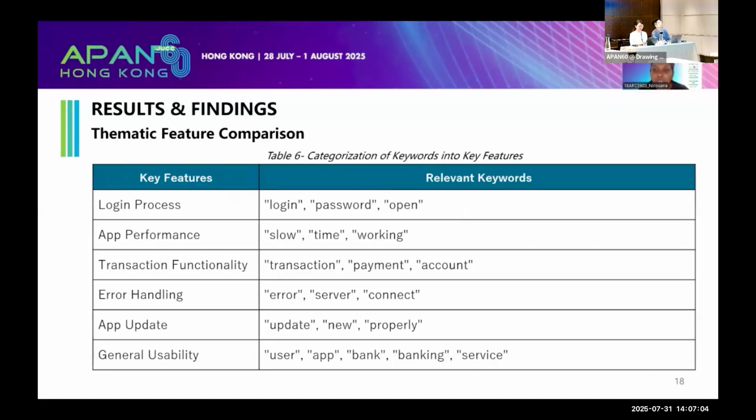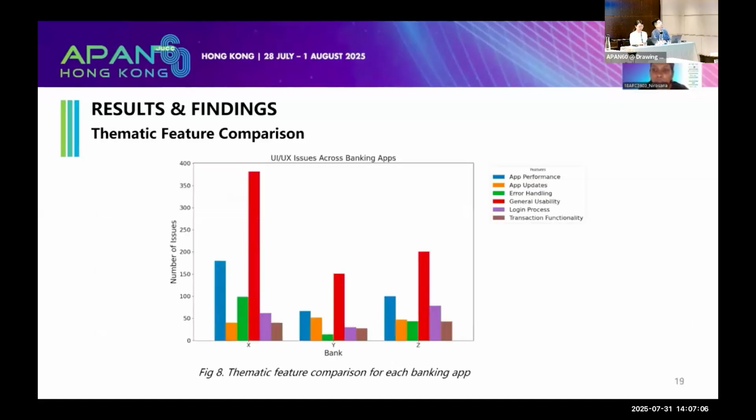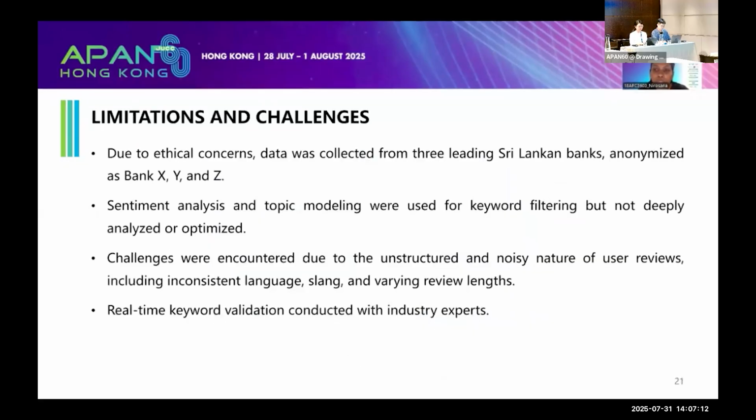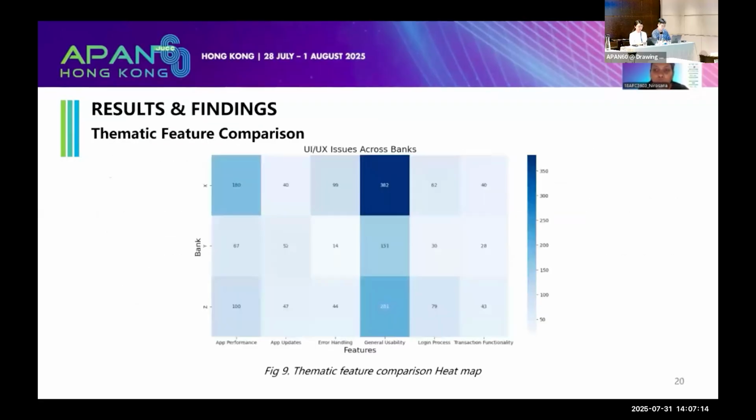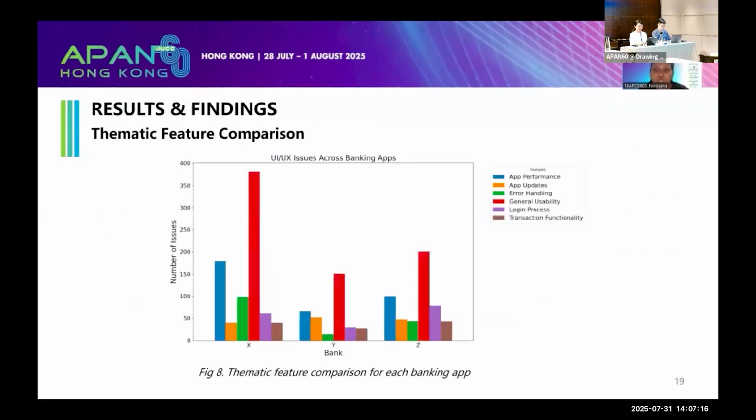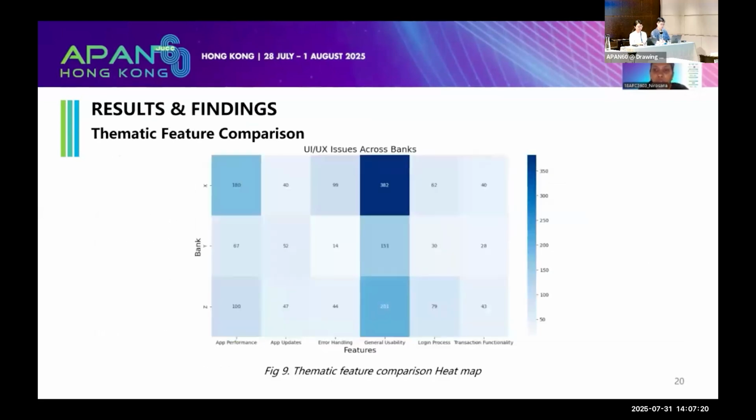Next, this graph compares the key pain points identified in each banking app. As you can see, general usability and app performance are the common features that all three banking apps struggle with. Next, this graph represents the frequency heat map that visualizes the prevalence of negative review comments related to UI and UX features in the three banking apps.